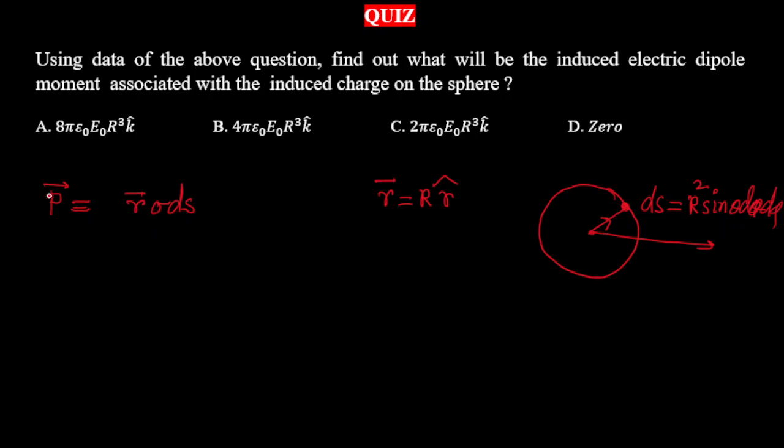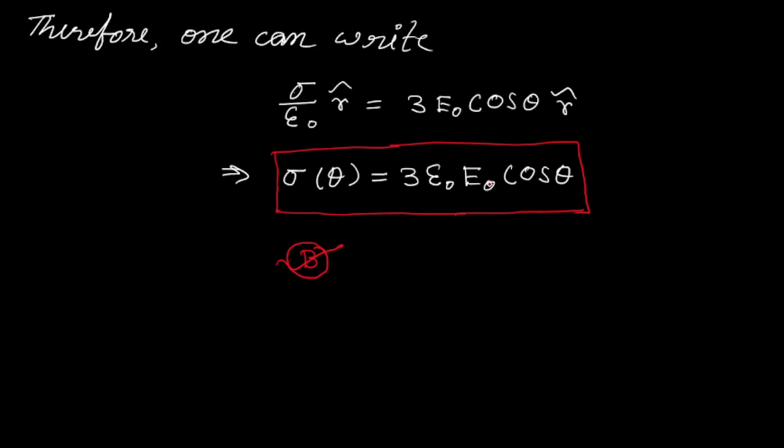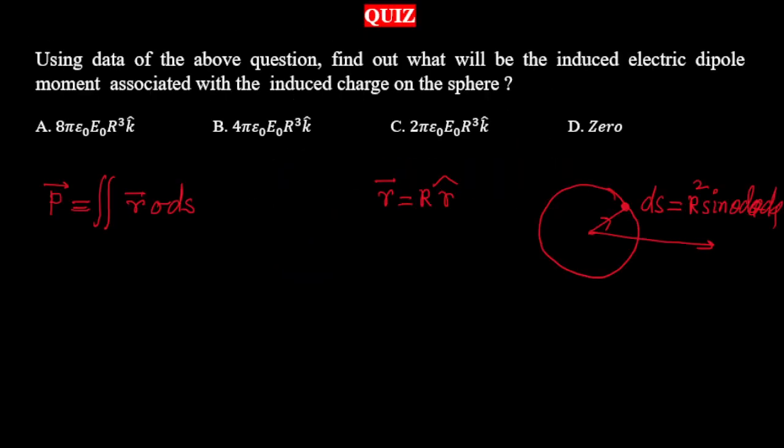If you put them together and integrate over the surface with respect to theta and phi, you will get the dipole moment. But we have calculated the induced surface charge density sigma, and it is a function of theta, and we also have to integrate with respect to theta and phi. So we cannot take this r cap as a constant vector, because when we change theta, the direction of r cap will also change. So for that you have to write this r cap.